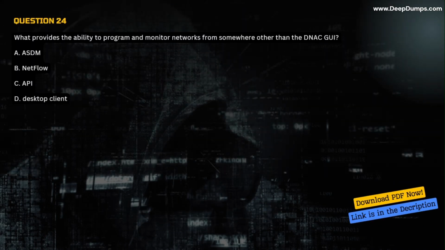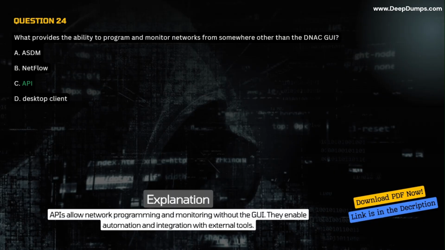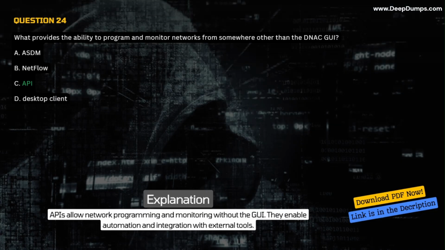Question 24. What provides the ability to program and monitor networks from somewhere other than the NAC GUI? A. ASDM. B. NetFlow. C. API. D. Desktop client. Correct answer, C. API. Explanation. APIs allow network programming and monitoring without the GUI. They enable automation and integration with external tools.